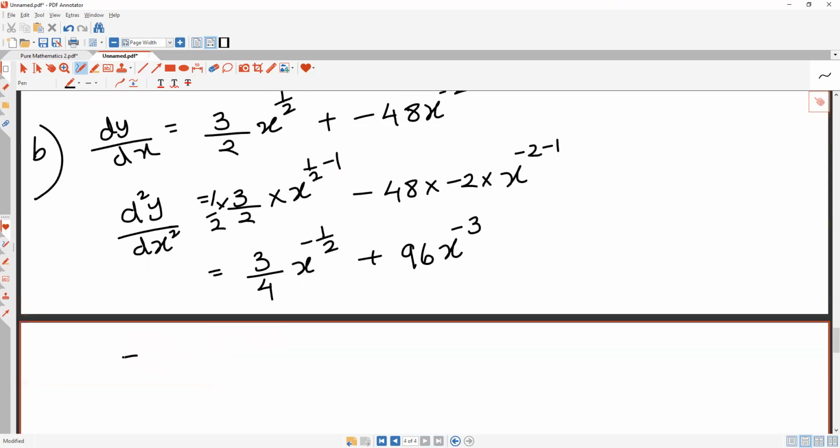So if I substitute my x value here, it's going to be 3 by 4, sorry, 4 raised to minus half. Okay, plus 96 into 4 raised to minus 3. Put this in calculator and let me know how much you guys are getting.